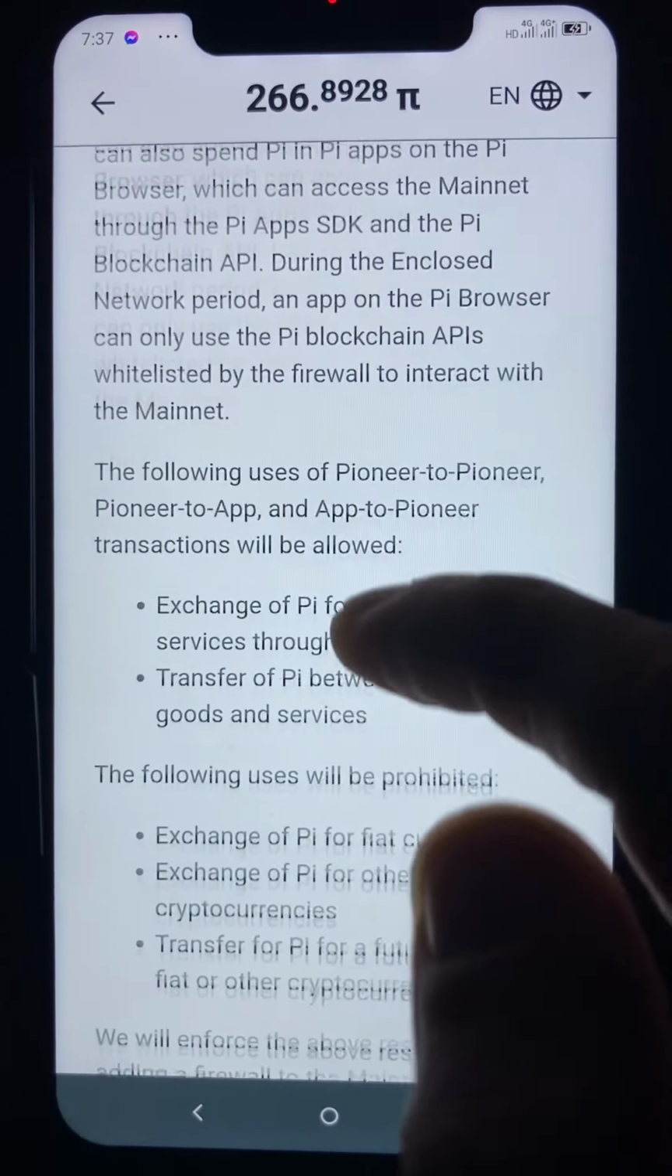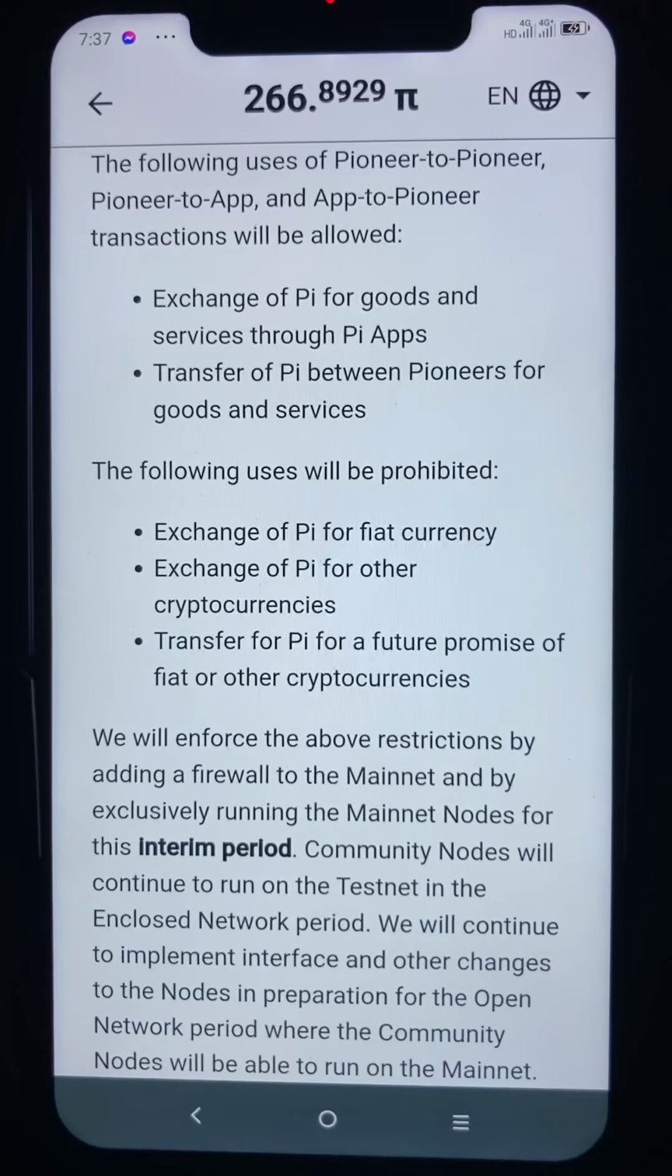Yan yung mga allowed. Again, exchange of Pi for goods and services through Pi apps. Allowed dyan. Transfer of Pi between pioneers for goods and services. Yan, allowed dyan. The following uses will be prohibited.